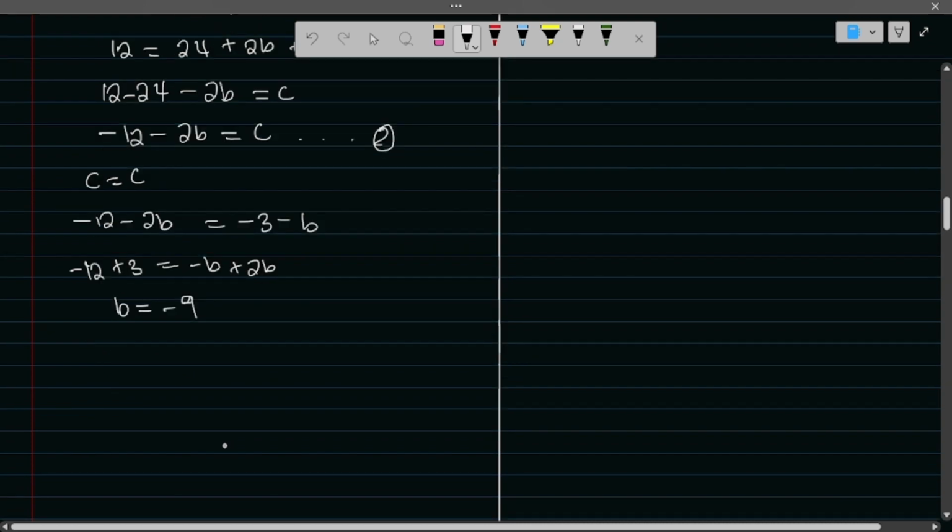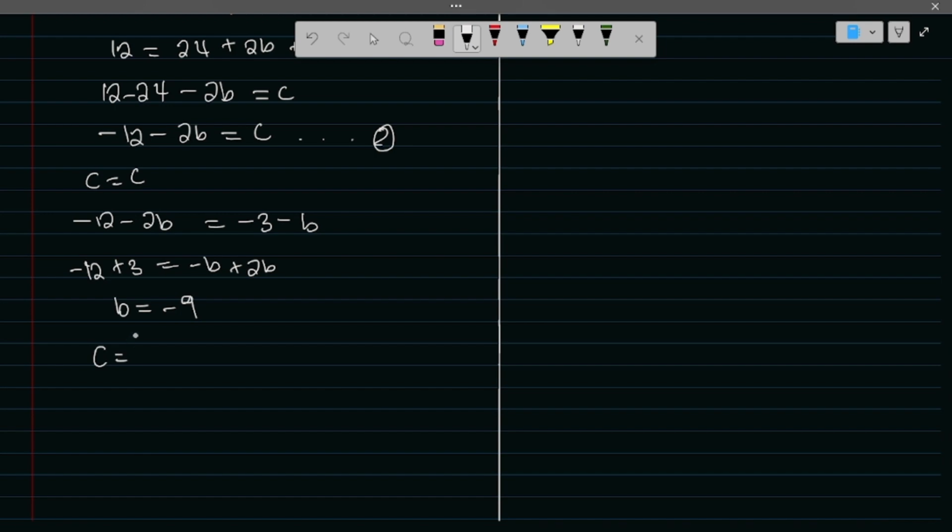Alright, so if b is equal to minus 9, let's look for c. Then c is going to be equal to what? c is going to be equal to minus 12 minus 2 times minus 9. Right, so it's going to be minus 12, then this is going to be plus 18. Minus 2 times minus 9 is plus 18, and then minus 12 plus 18 is going to be plus 6. Right, so it's going to be plus 6.